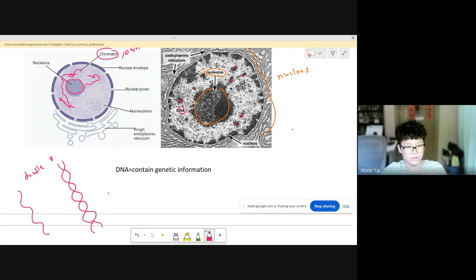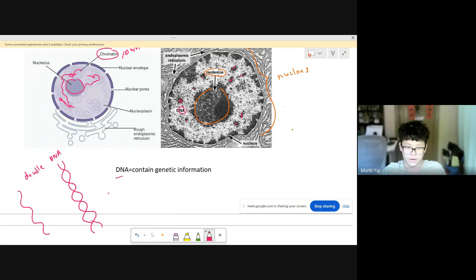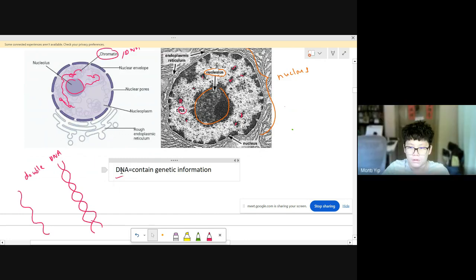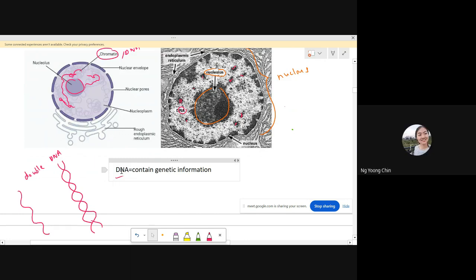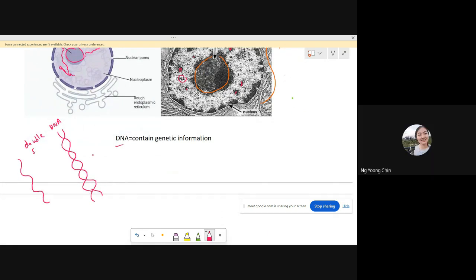And this is DNA. Remember that the D means what? D means double. Actually, the term is deoxyribonucleic acid. Just to clarify, DNA is double stranded, or sometimes we say double helix.